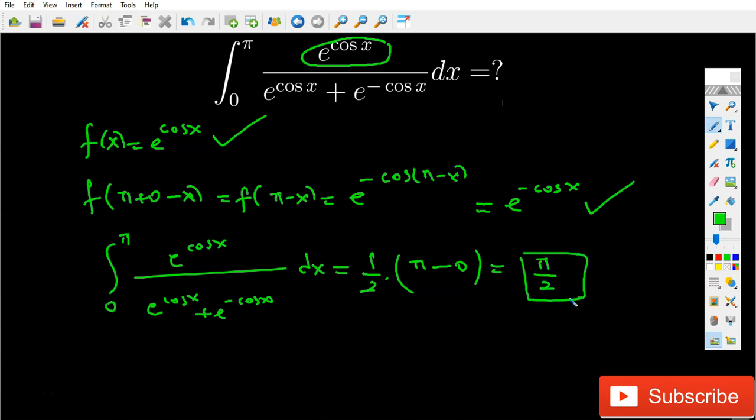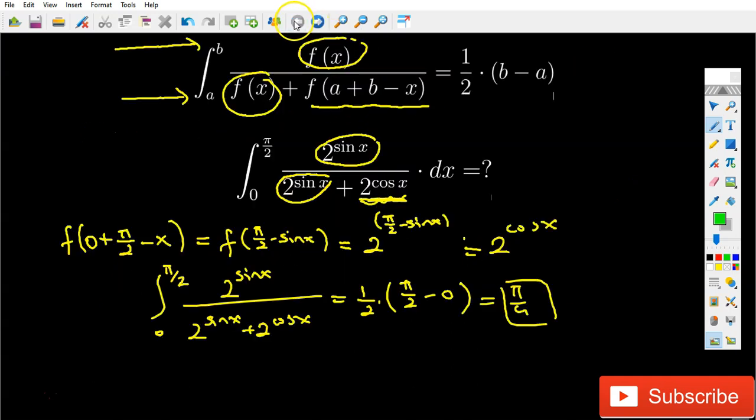All right, guys. In this video, we've talked about this definite integral trick or shortcut that is going to come in handy a lot, especially when you take competitive exams about math.